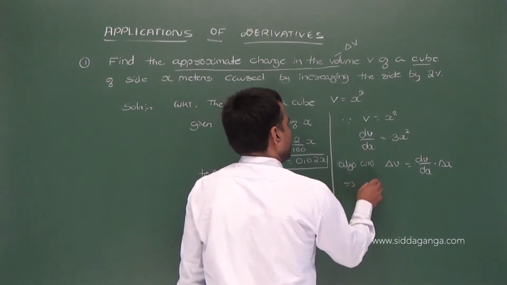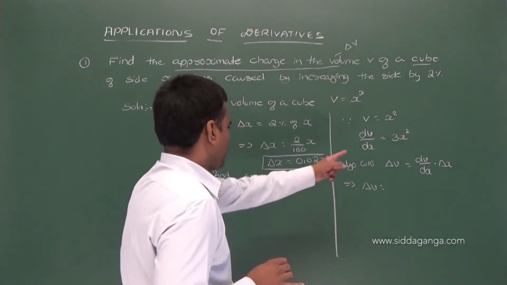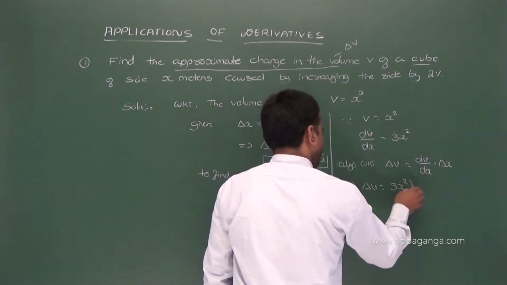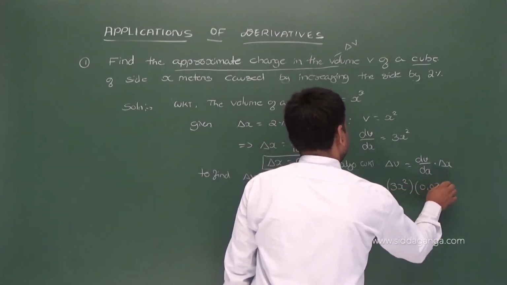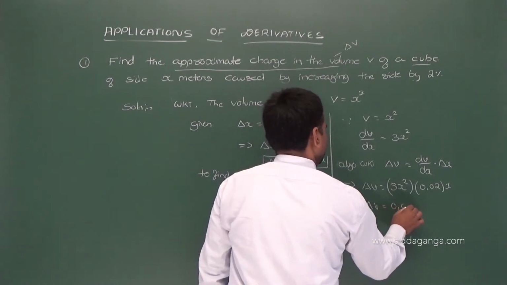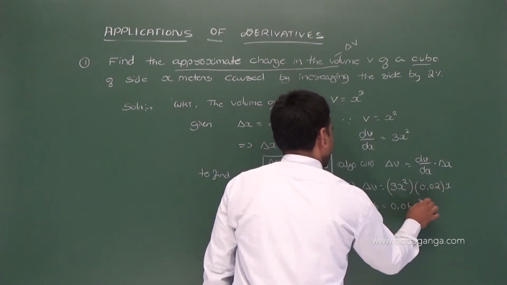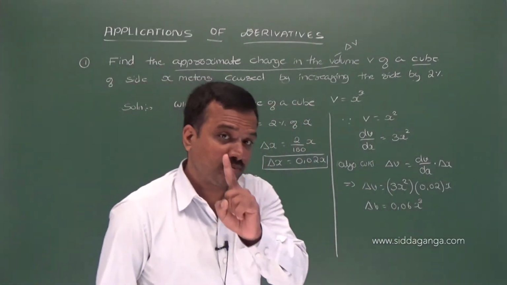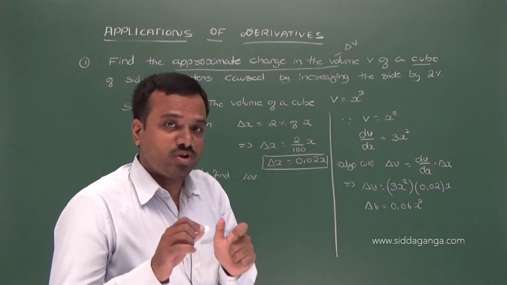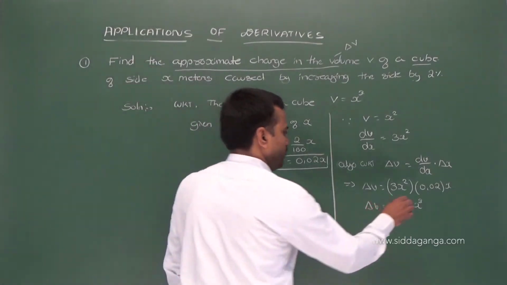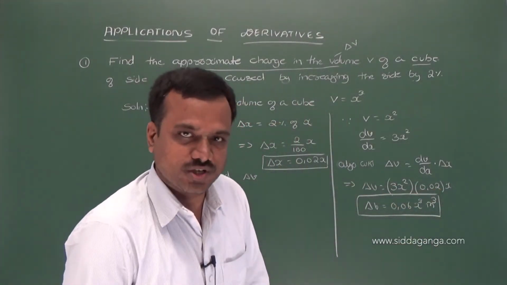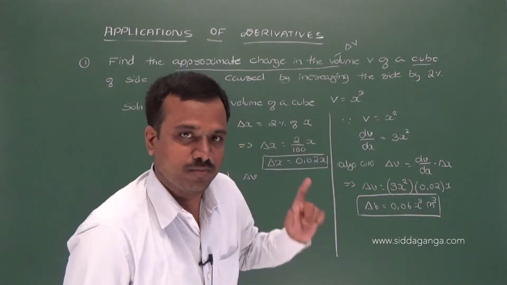That implies delta V is equal to, substituting all the values, dV by dx, 3x square, into 0.02 into x. So 3 into 0.02 is 0.06 x into x square, that is 0.06 x cube. Unit also we have to write here, very important. What has he given? x meter. The unit of volume is cubic meter, so meter cube. 0.06 x cube meter cube.